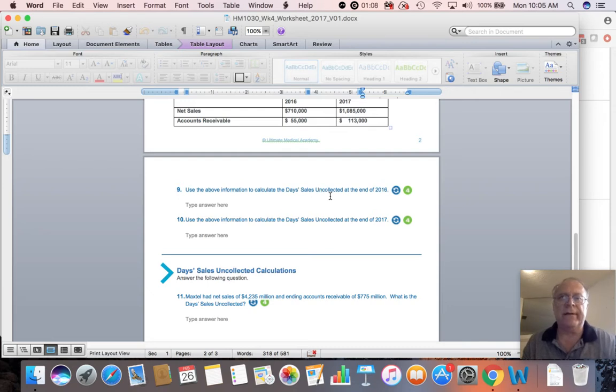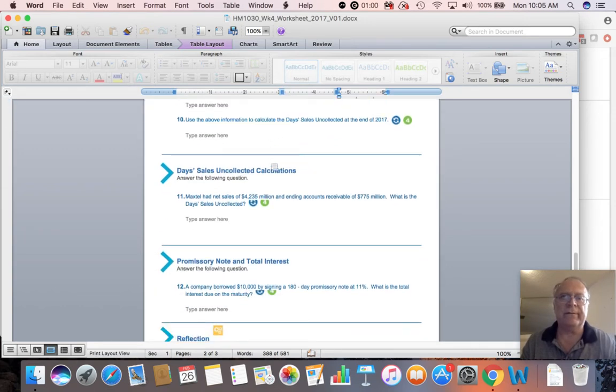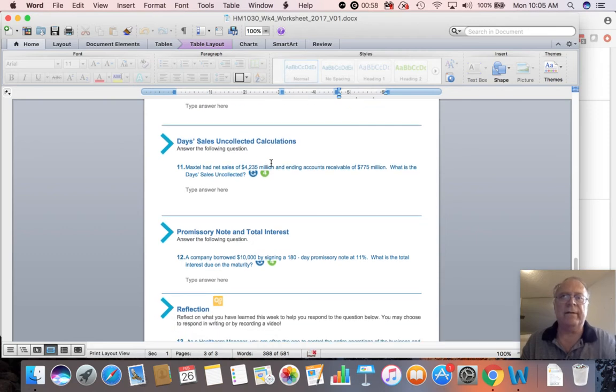So question 9, you're doing this for 2016, so you're going to be using the numbers in the first column, and then the second one is 2017, so numbers in the second column. Question number 11 is again days sales uncollected. So write the formula and substitute the numbers for the items in your formula.